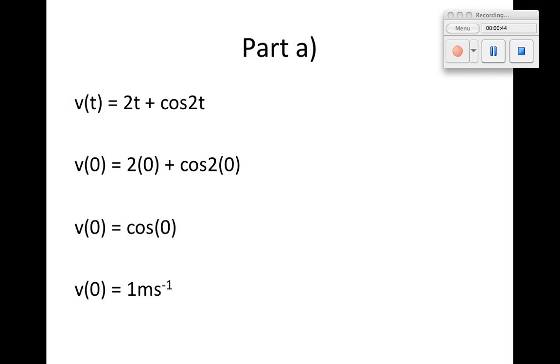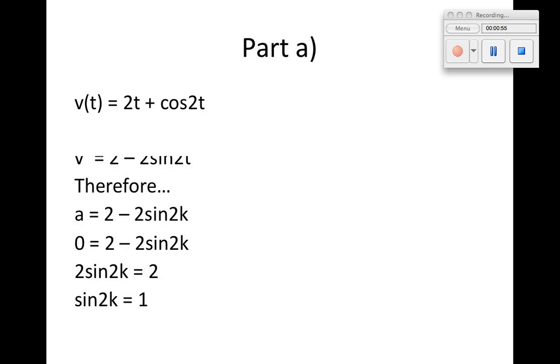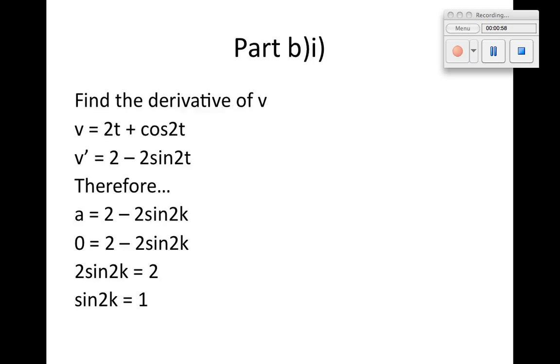Alright, so for part A, it's pretty straightforward. You just plug 0 in for t, and you get cos 0, which is equal to 1 meter per second. So it's pretty straightforward. So part B1, you're asked to show that k is equal to pi over 4.